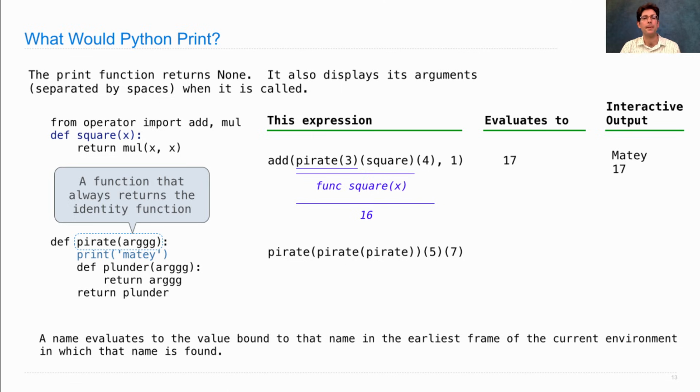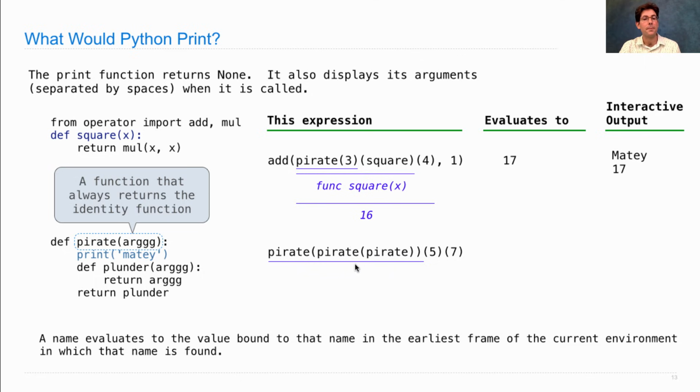Okay, what about pirate 5 7? Well, let's take a look. First of all, we're going to apply something to 7, whatever it is, we first have to get it by applying something else to 5. And what is this thing we're going to apply? Well, first we're going to apply pirate, but what are we applying it to? Well, whatever we get by calling pirate on pirate. So this is the innermost thing that I'm going to evaluate first.